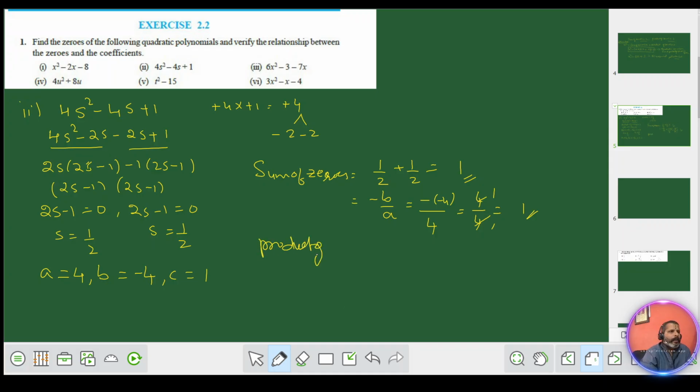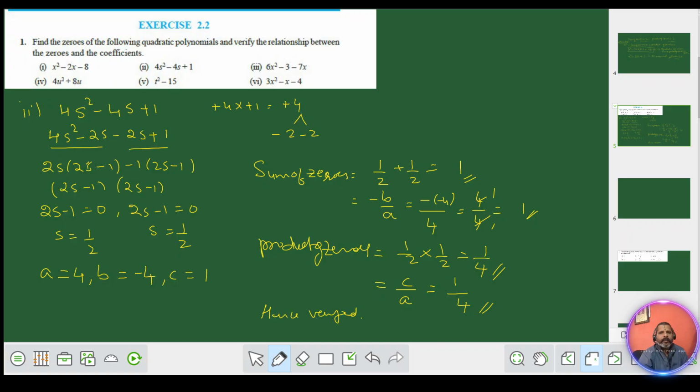Then, product of zeros: 1 by 2 into 1 by 2 is 1 by 4. Don't make it 1 again. No, it will not cancel. Okay, then verify that with the coefficients of the expression, c by a. C is 1, a is 4. That's it. Okay, at the end, you say hence verified.